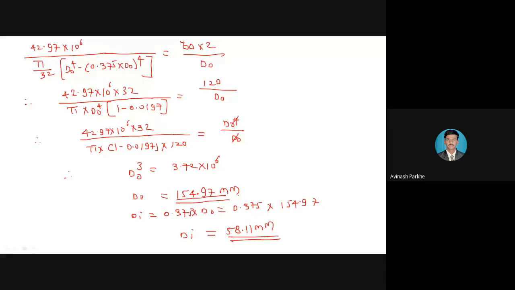tau upon R. Now, the second diameter we have to calculate, because in the statement the value of theta, the value of G, and the length of the shaft are also mentioned. Therefore, we have to calculate the diameter by using the second formula also. So second formula: Tmax upon J is equal to G theta by L. Again the same procedure we have to follow.